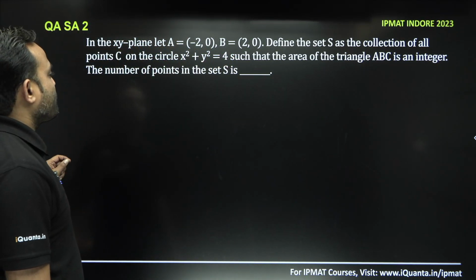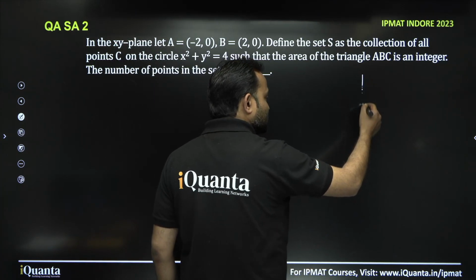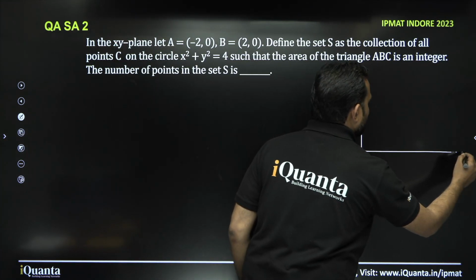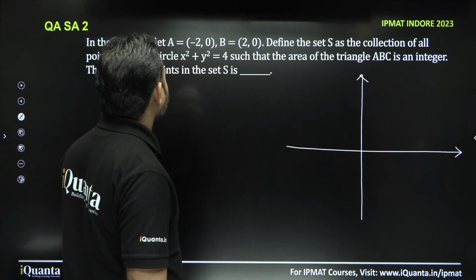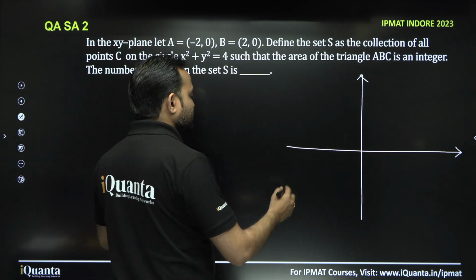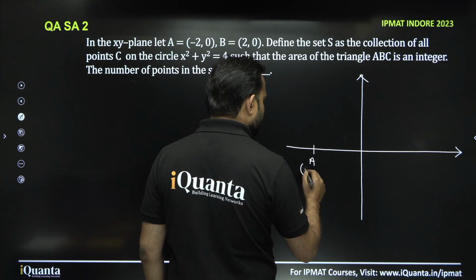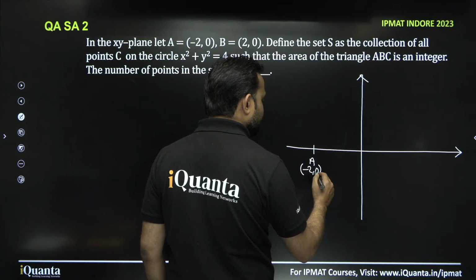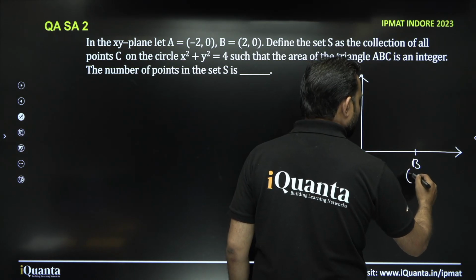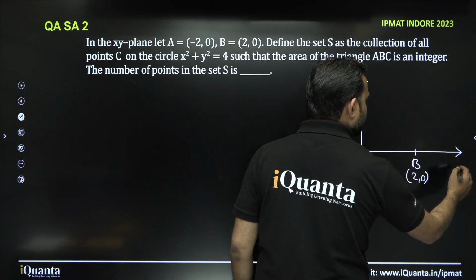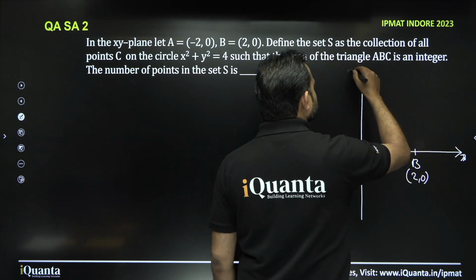The number of points in the set S is... again, let's try to understand this question on the xy plane. One of the points given is A, which is (-2, 0): this is -2, the y coordinate is 0. Then point B, the x coordinate is 2, the y coordinate is 0. So this is x and this is y.